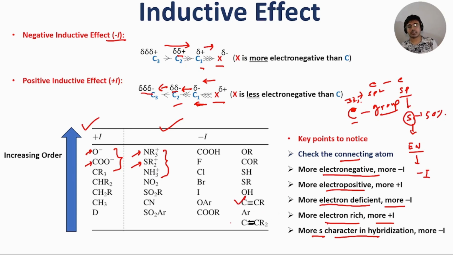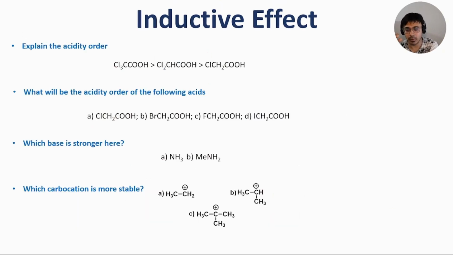Example, acetylene and alkene, C triple bond C and C double bond C. You can see this one is showing higher minus I effect because it is sp hybridized, and this is showing lower minus I effect because it is sp2 hybridized, right? So these are the important things. Obviously I will come with the detailed explanation which will clear your concept further and help you to solve very advanced level complicated tricky problems.